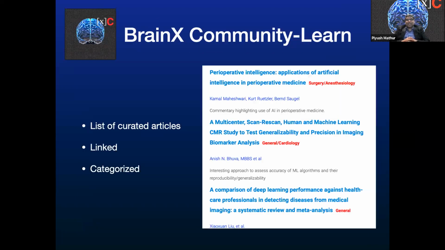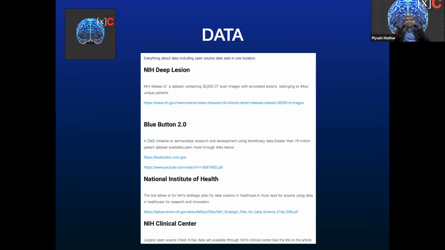The Learn section has a curated list of articles which are annotated and categorized based on different specialties. Of course, these are the links, not the articles themselves, but they take you to the journal or the appropriate site where they have been published.